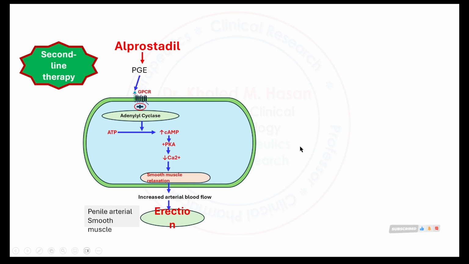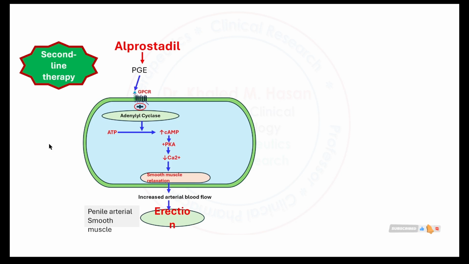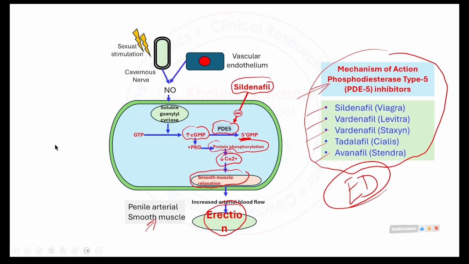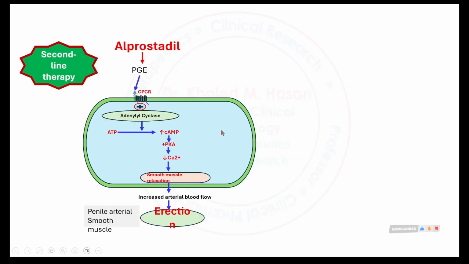Okay, now Alprostadil, and how Alprostadil works. We try to understand that Sildenafil works on the G protein pathway, and Nitroglycerin works on the G protein pathway. What else? We have Alprostadil, another medication for erection, for endothelial dysfunction and impotence.